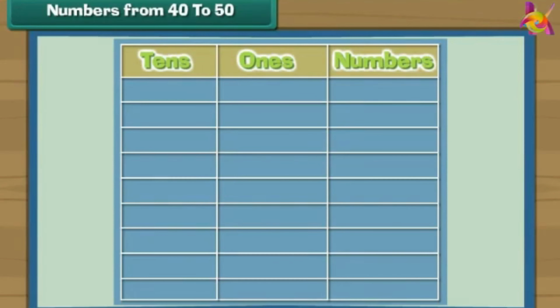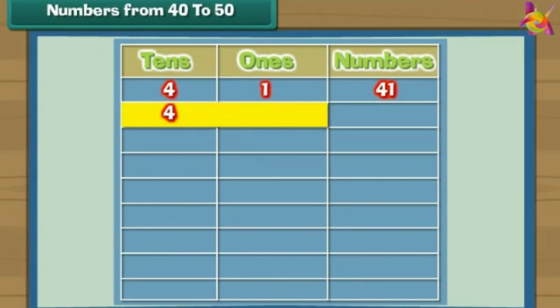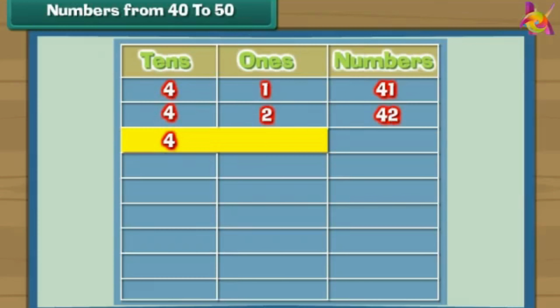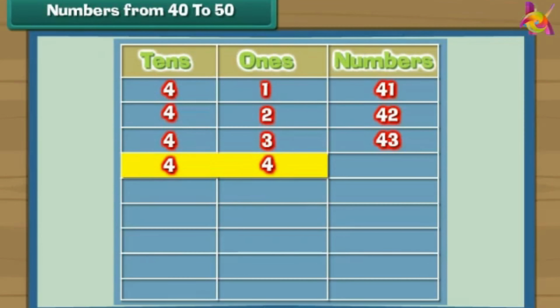Numbers from 40 to 50. Let us now complete this table. 4 tens and 1 give the number 41. 4 tens and 2 give 42. 4 tens and 3 give 43. 4 tens and 4 give 44.